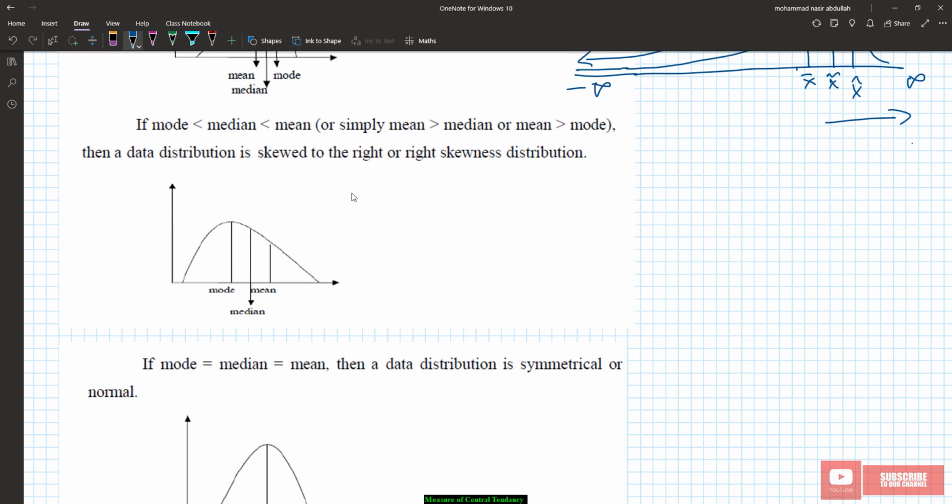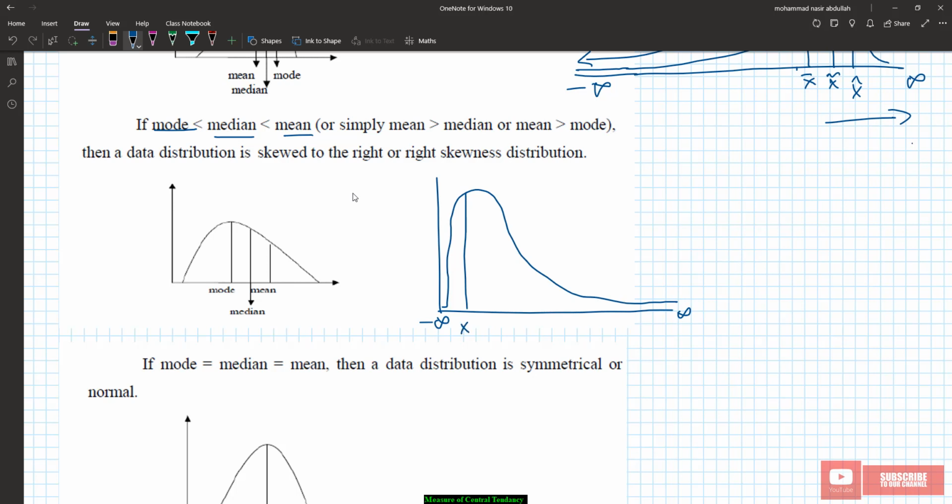When mode is smaller than median, smaller than mean, we have this kind of graph, from negative infinity to infinity. The mode is smaller than median than mean, which means that mean is the largest value. So we're going to have a skewed to the right distribution.